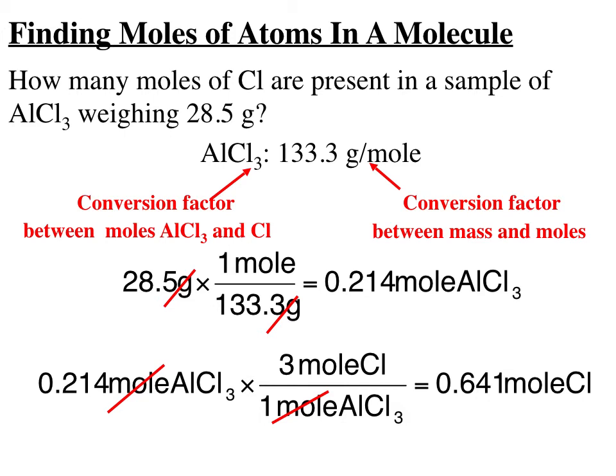So I line that conversion factor up so that the moles of AlCl3 cancel, and I naturally put the moles of Cl on the top. So I will then take 0.214 mole AlCl3 times 3, divide by 1, that will give me 0.641 moles of Cl. Essentially saying, for every 1 mole of AlCl3, there are 3 moles of Cl. So if I have 0.214 mole of AlCl3, I must have 3 times that amount, or 0.641 mole of the Cl present.